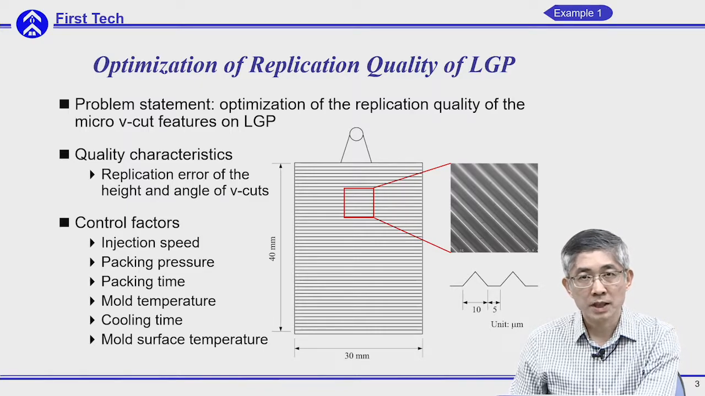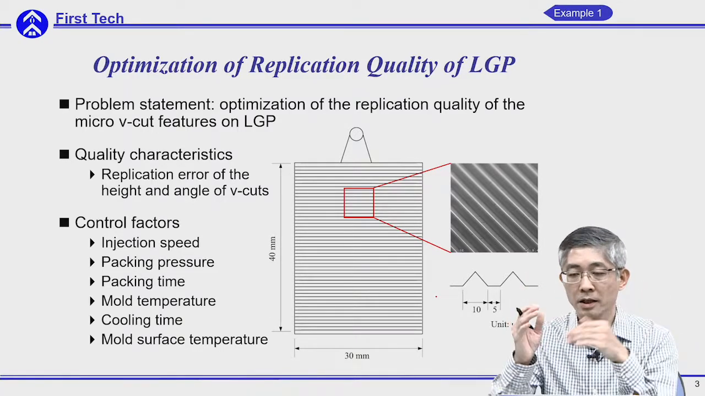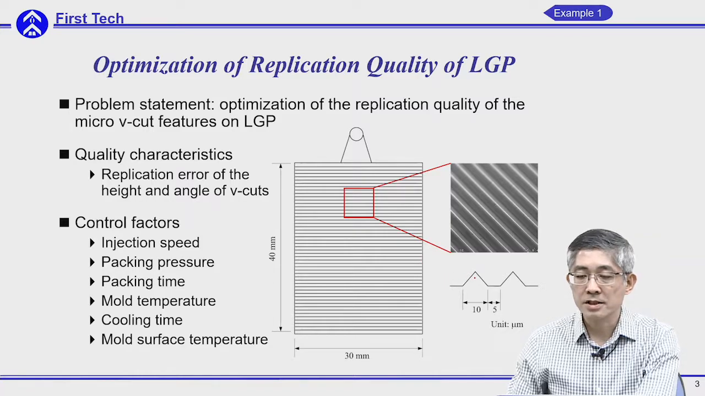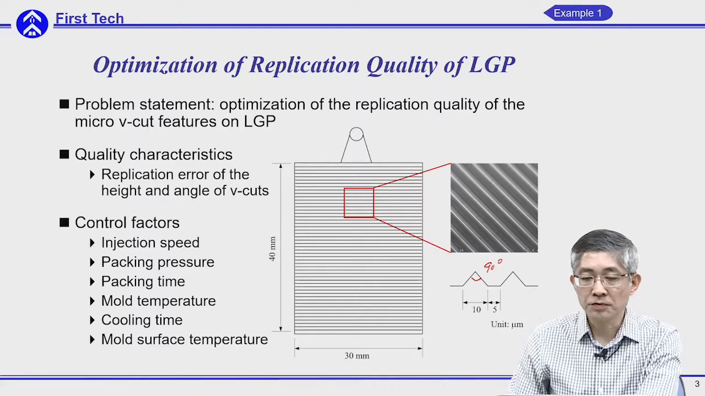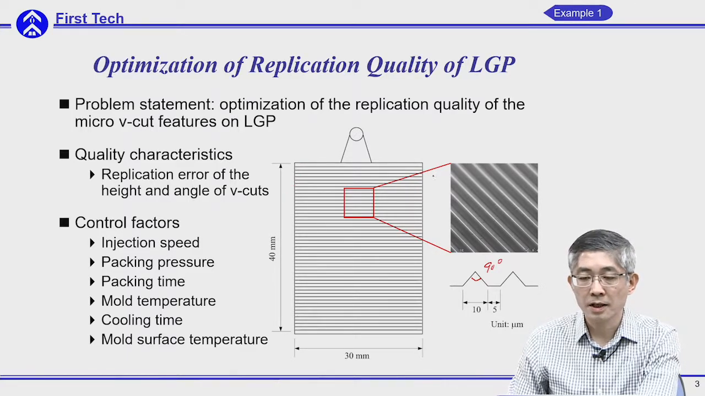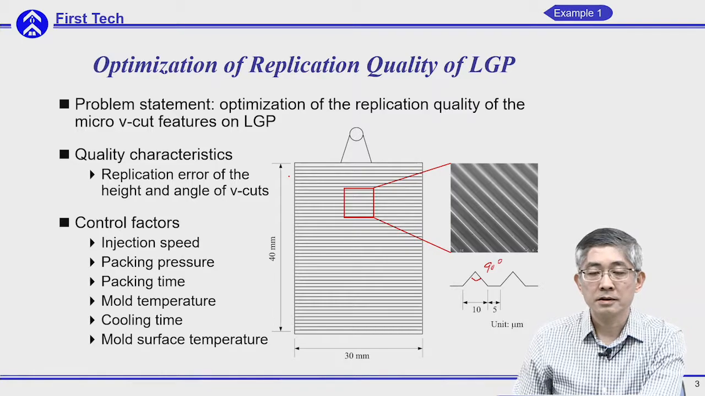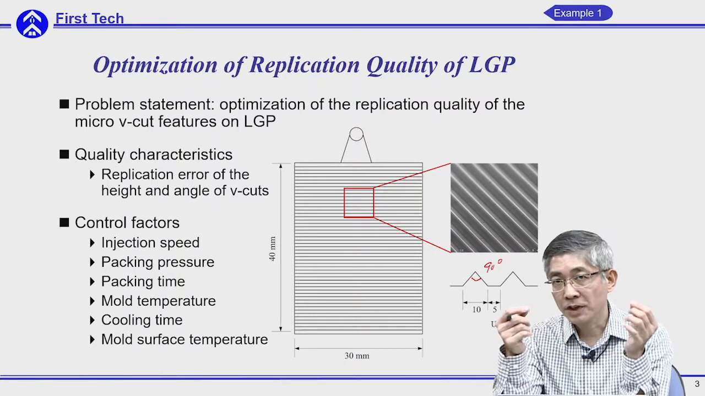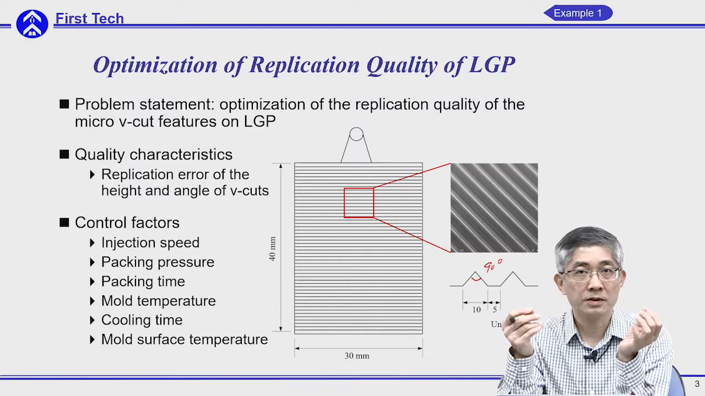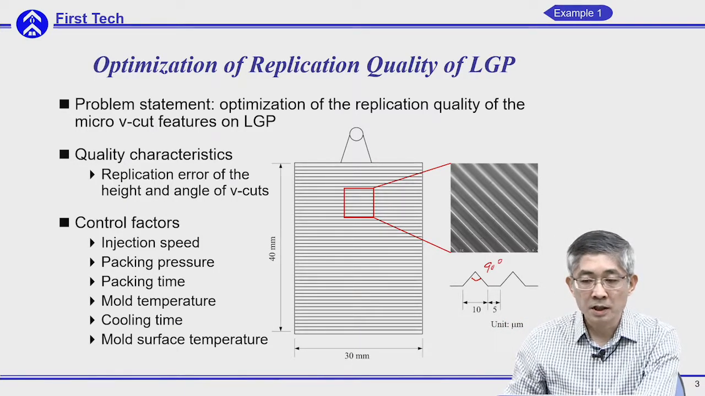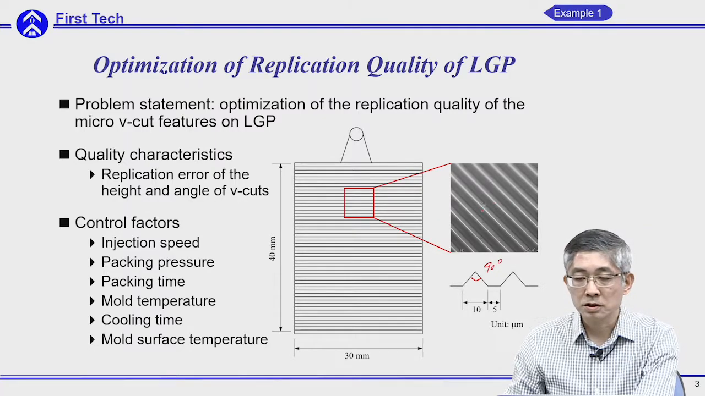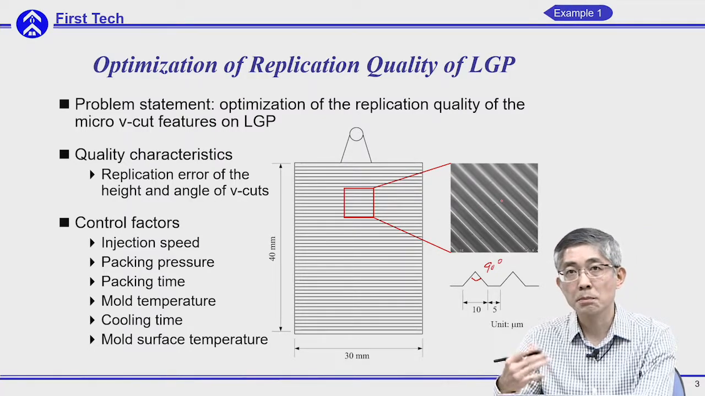The microfeature we are using here is a V-cut, and this is the size of the V-cut. It is 10 micron wide, and the vertex angle is 90 degrees, so the height will be 5 micron. And it is uniformly distributed on a 2 inch light guide plate. As you can see, the microfeature of this V-cut is very, very small. So it is very important that we can perfectly replicate the feature geometry on the mold into the plastic part.